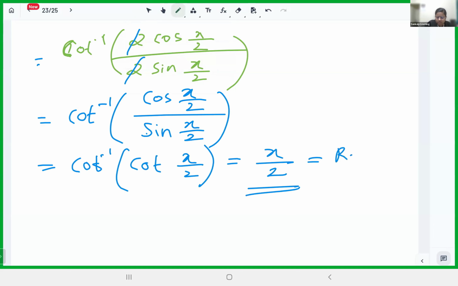This was our RHS. Right? This was our RHS of the question. So we have proved LHS equal to RHS.